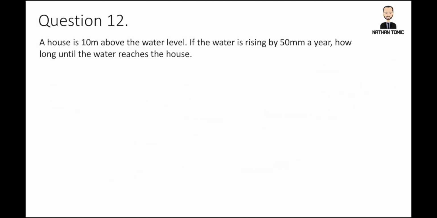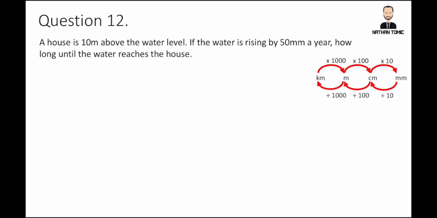Question 12, the house is 10 metres above the water level. If the water is rising by 50 millimetres per year, how long until the water reaches the house? So again, let's start by putting things into a common measurement unit. So we're dealing with metres here, and we're dealing with millimetres for the water rising. So we can go to either direction. Let's put our chart up and decide which way we might go.